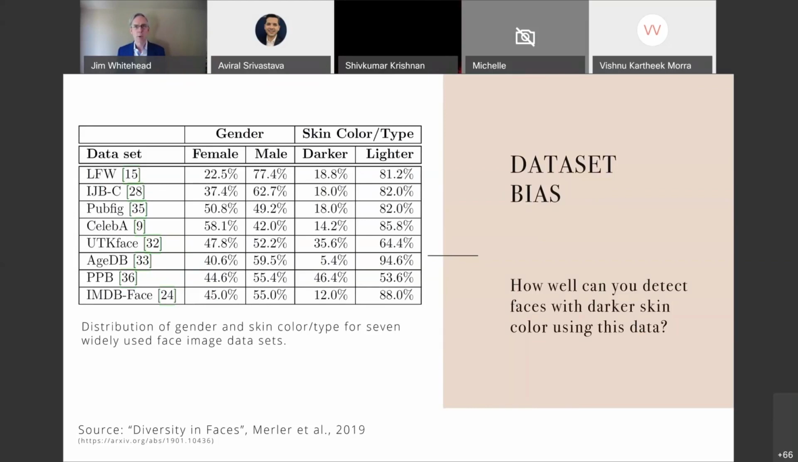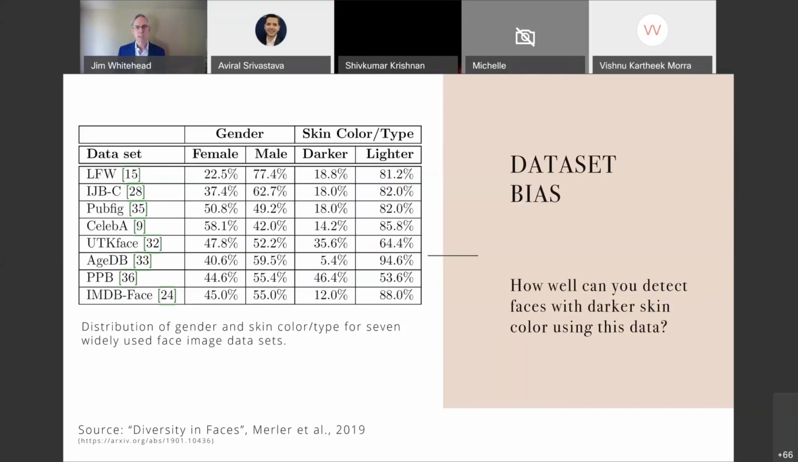So I'm going to present 2 tables from a recent paper called Diversity in Faces. It goes into just how biased these data sets are, in terms of gender and skin color and type. You can see that there's a very strong bias in not just one, but many, many different widely used image data sets. There's a bias towards male images predominantly, and a super strong bias towards lighter skin colors as opposed to darker skin colors.